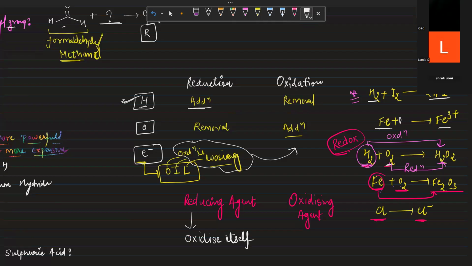An oxidizing agent reduces itself. So let's suppose I have a redox reaction. In this case, oxidation and reduction both reactions will take place. If I'm asking you about H2 converting into H2O2, this reaction is oxidation.